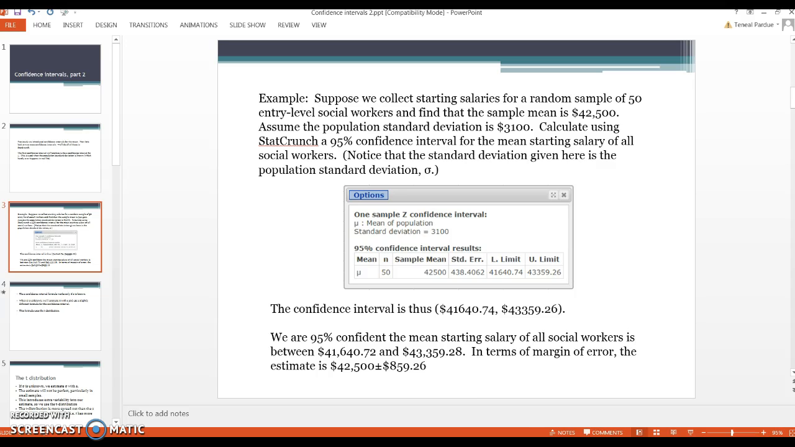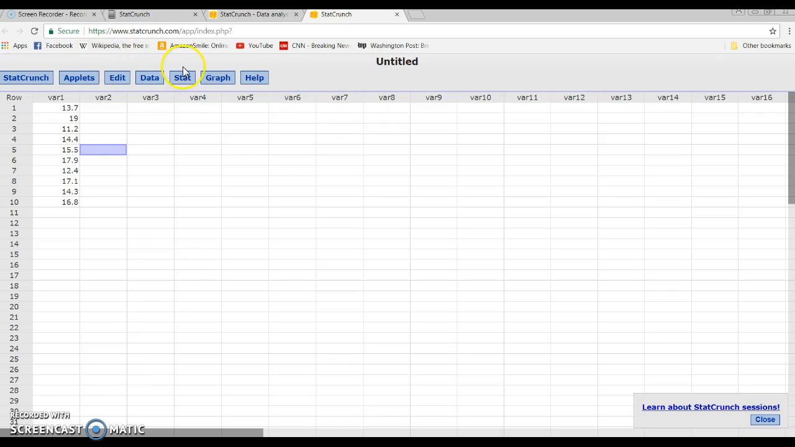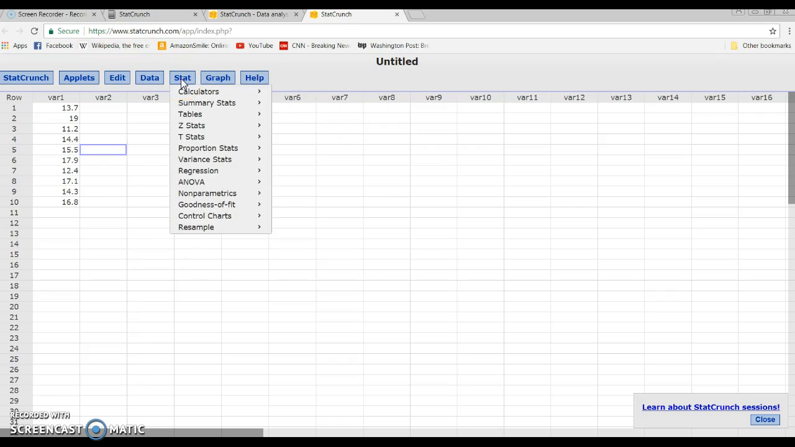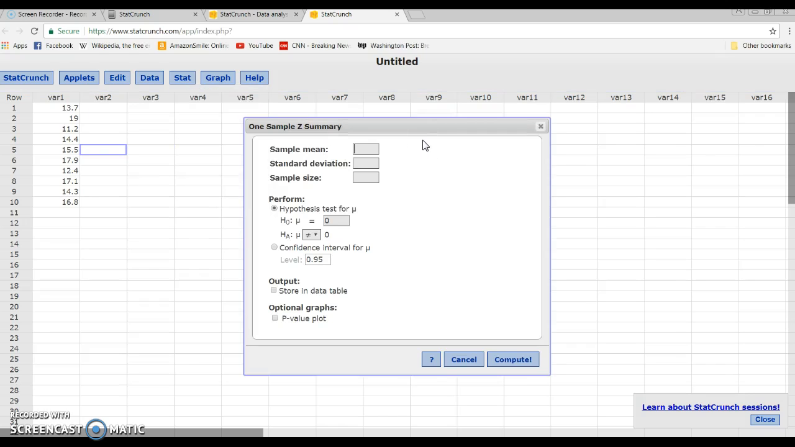This is an example where we have starting salaries for a random sample of 50 entry-level social workers. We get the sample mean of 42,500. And we have to assume we know what the population standard deviation is. It's 3,100. So we're going to go to StatCrunch, and under Stat, Z-Stats, this is one sample with summary. Okay, so Stat, Z-Stats, one sample with summary.